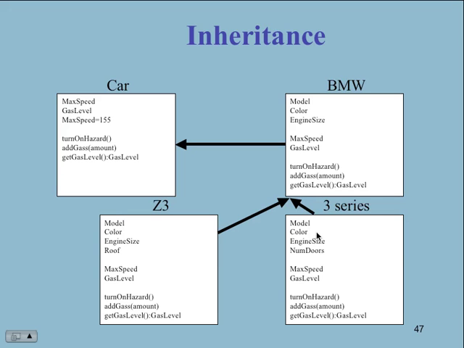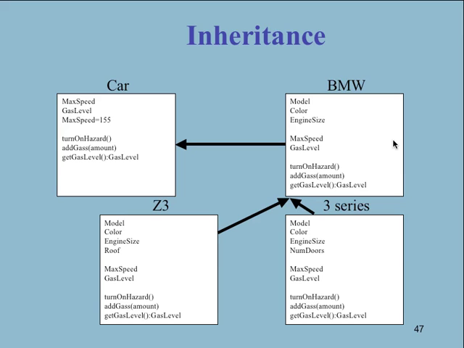So we have multiple classes that we can inherit from a single base class. It's generally going one-to-one though. Z3 comes from BMW, that comes from car. So the language itself supports single line inheritance. But we can have multiple at each level. So we can have both a 3 series and a Z3.